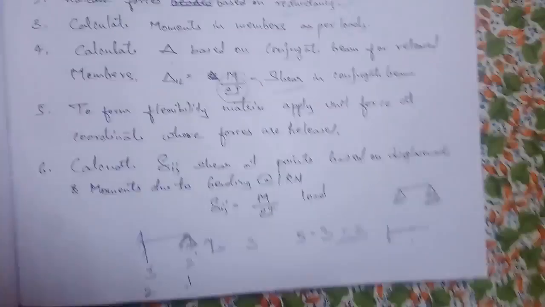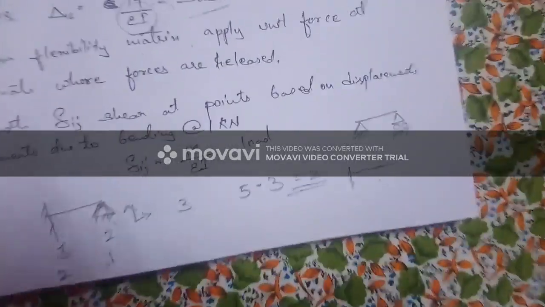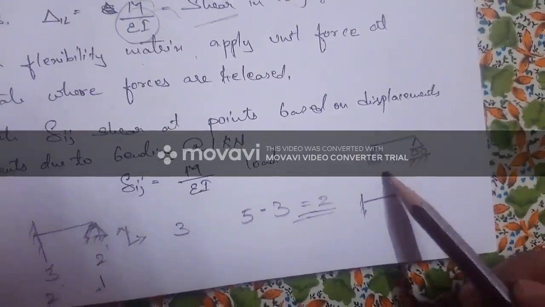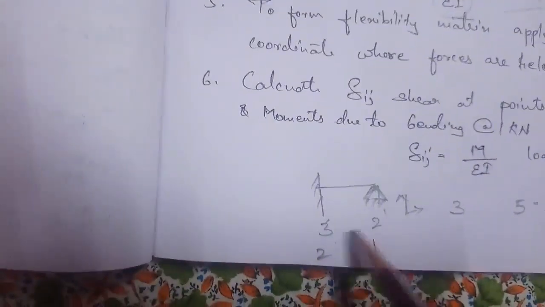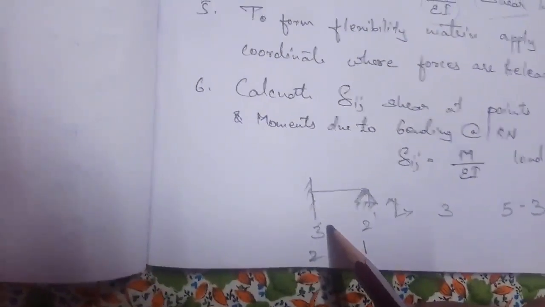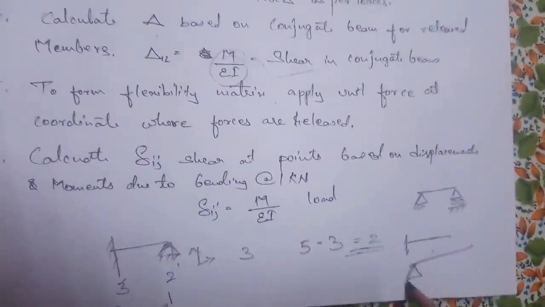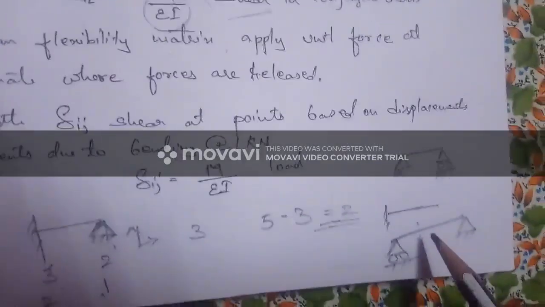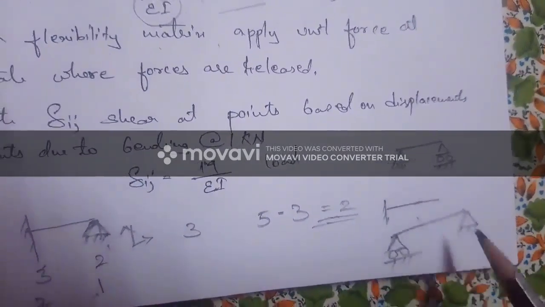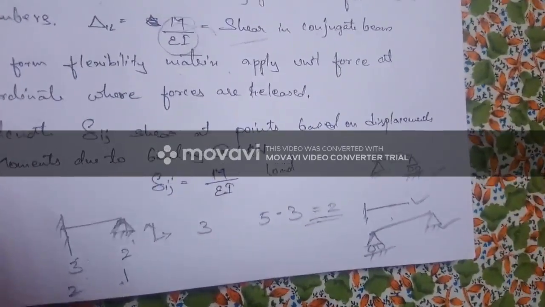So what are the possibilities by which we can make the structure determinate, that we are supposed to think about. Or else we have another option as well, that is, totally removing the redundant from the fixed support and making it roller and then hinged. It is similar to the first case, okay. These are the three possibilities by which we can make the structure determinate.